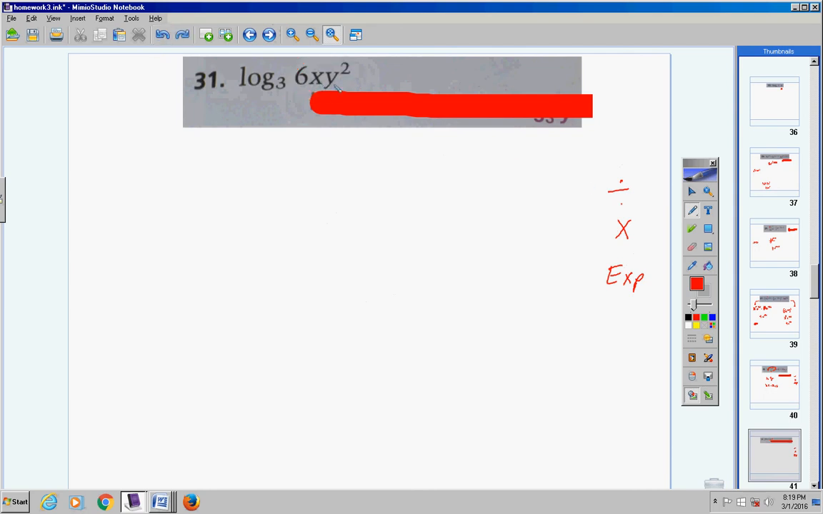Okay, do you see any division anywhere? No. Do you see any multiplication? Yes. You're multiplying how many things? 3, 6, an x, and a y squared. So if we're multiplying 3 things, how many logarithms do you write? Obviously 3. First part goes with the first logarithm. Second part goes with the second logarithm. Third part goes with the third logarithm. Now, it's all multiplying, so all these logarithms are being added.